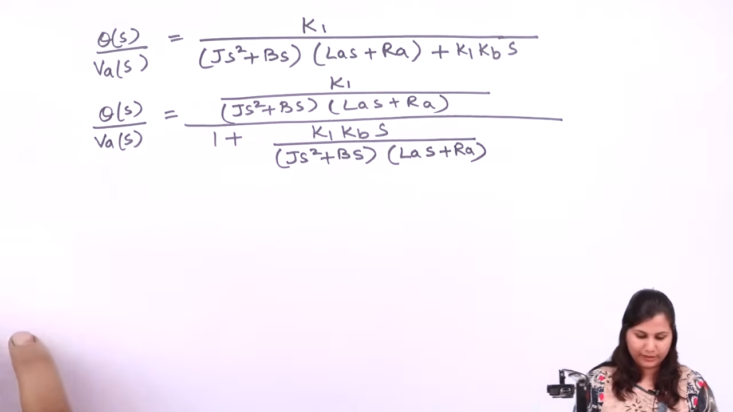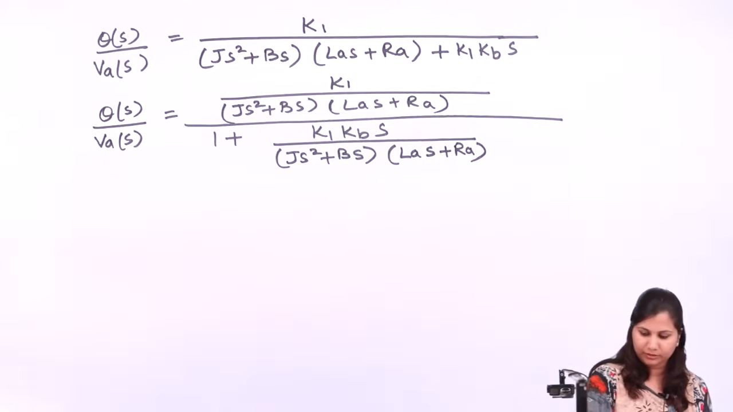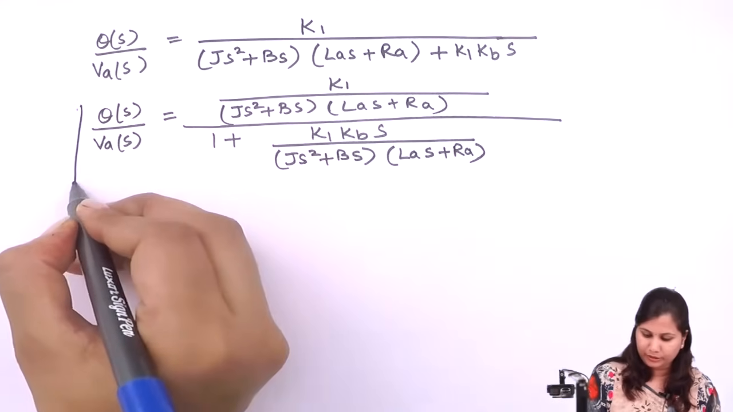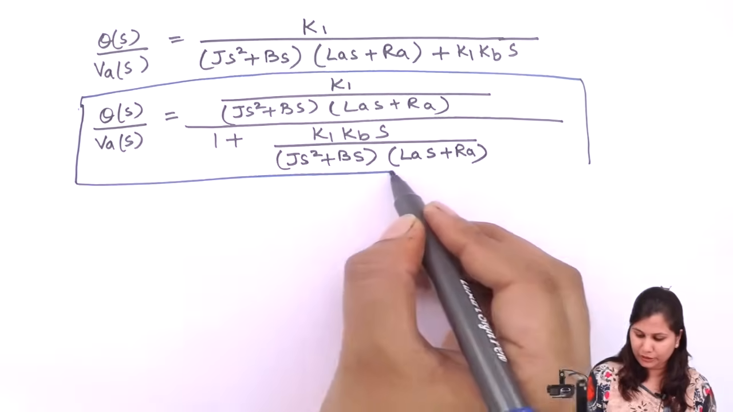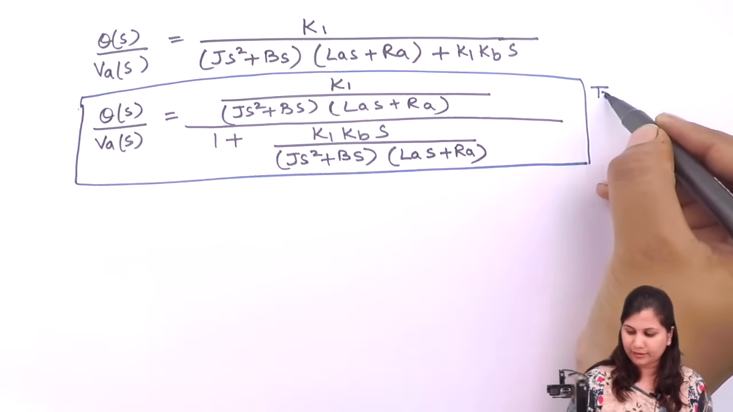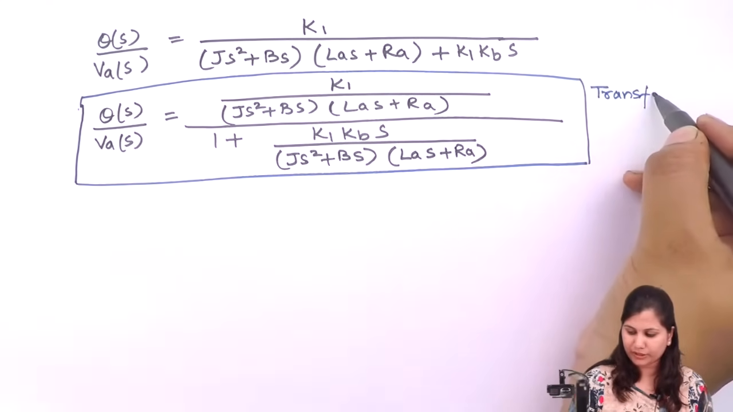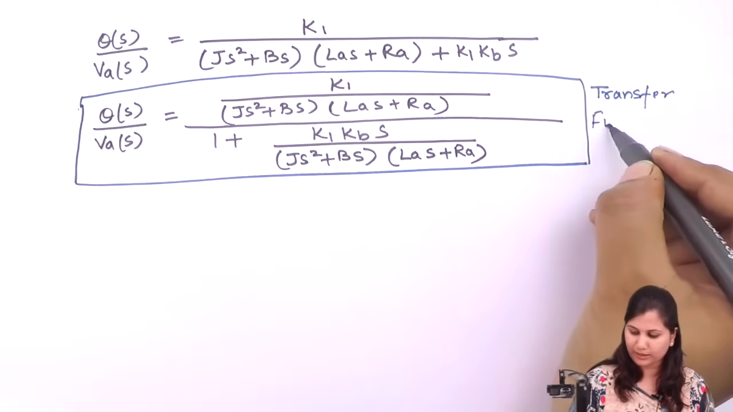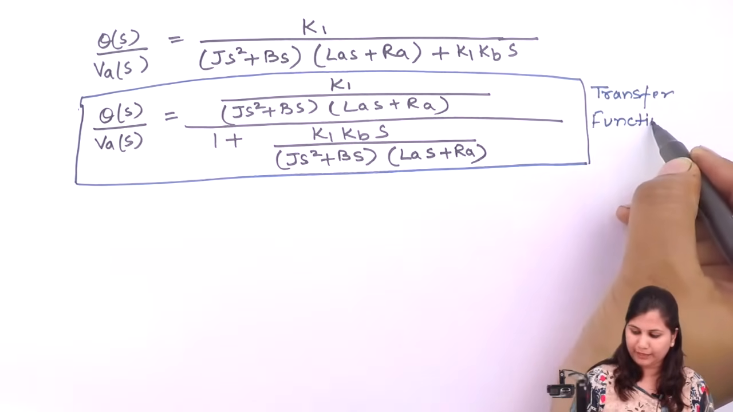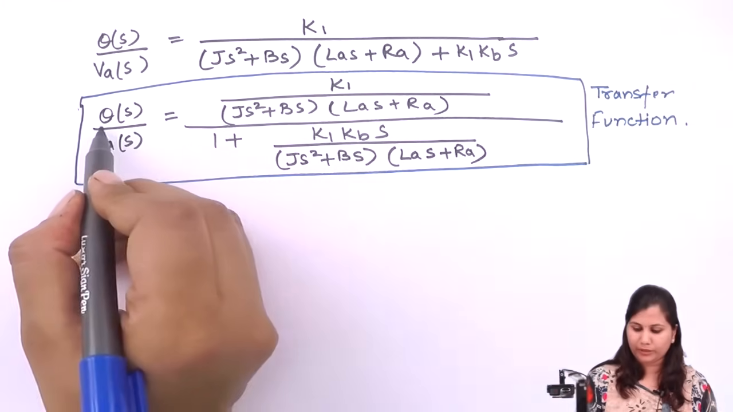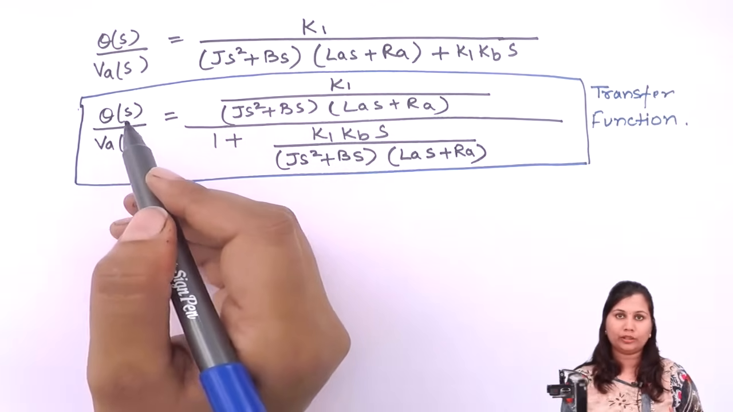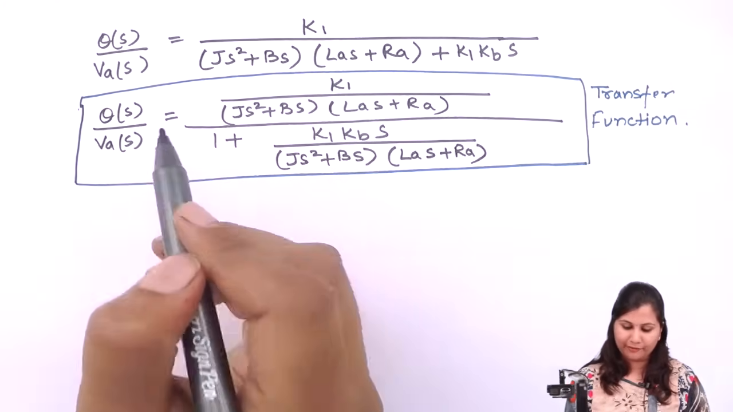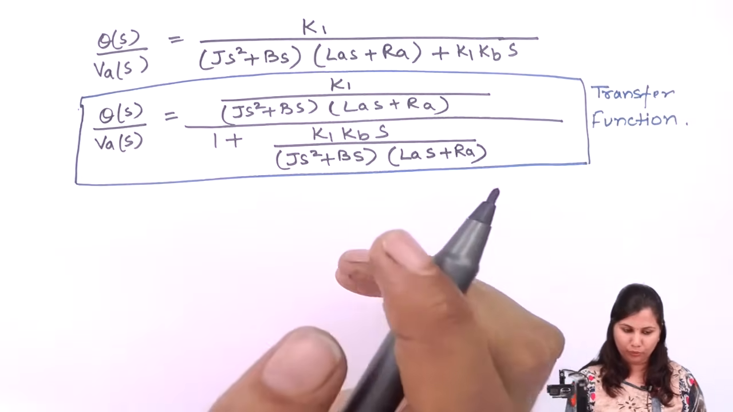Okay, so here we have obtained theta S and VAS, the relationship between these two, and this is the transfer function because it is the ratio of the Laplace transform of the output and the input. Output is the angular displacement or angular movement of the shaft, and VAS is the input voltage.